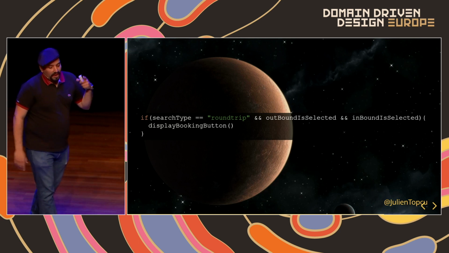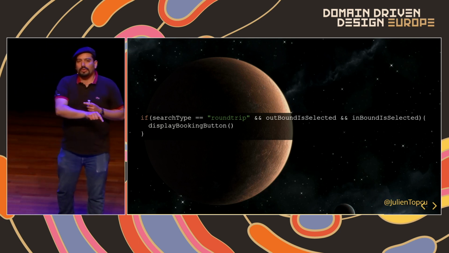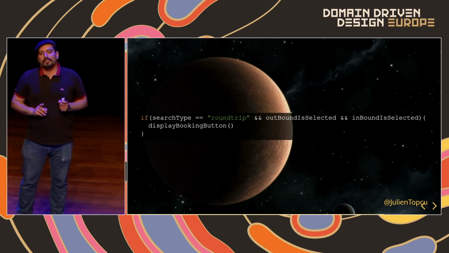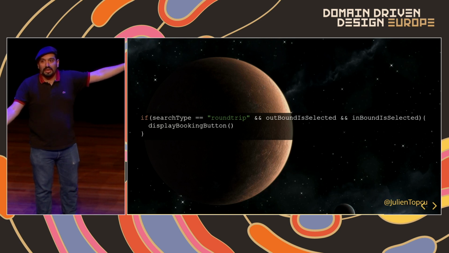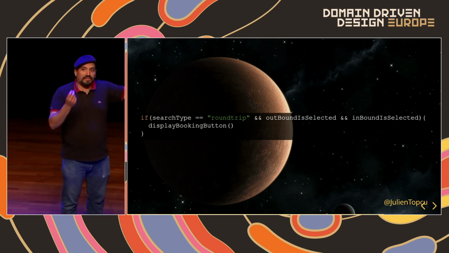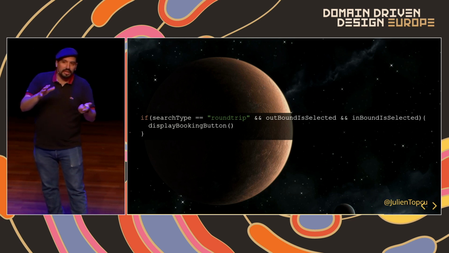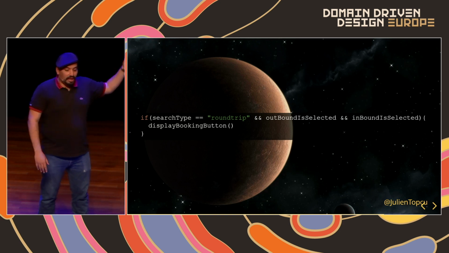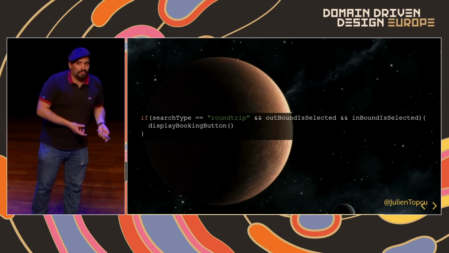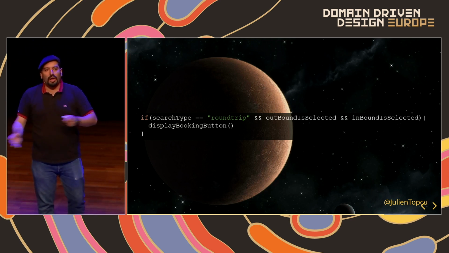Here, for example, if I want to display the booking button, I have to make sure that if I'm in a round trip, I have selected the outbound and the inbound. This is business logic. This is the meaning of a completed selection for a round trip. This is a post-condition or invariant. This is something that you will implement on the backend as well, but it is duplicated in the front end. So it means that there is still too much logic in the consumers.